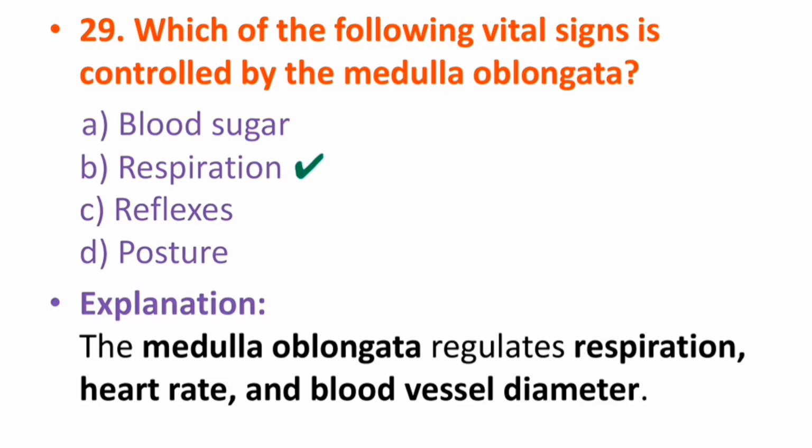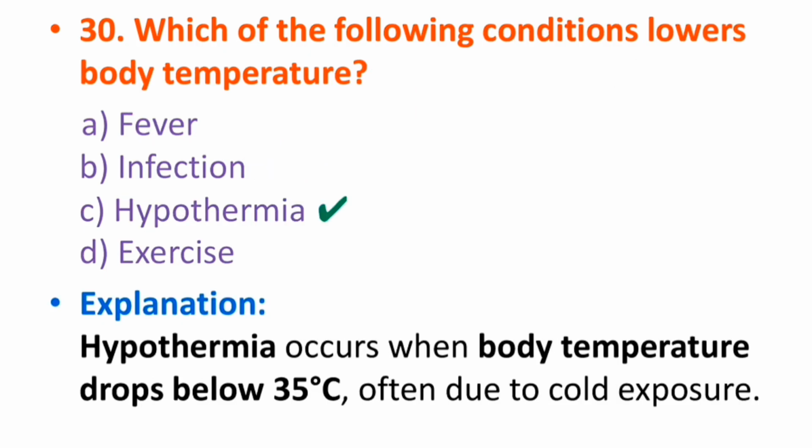Which of the following vital signs is controlled by medulla oblongata? Option A blood sugar, option B respiration, option C reflexes, option D posture. The correct answer is option B respiration. The medulla oblongata regulates respiration, heart rate and blood vessel diameter.